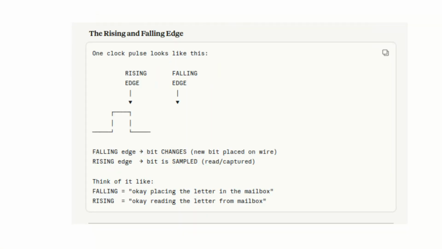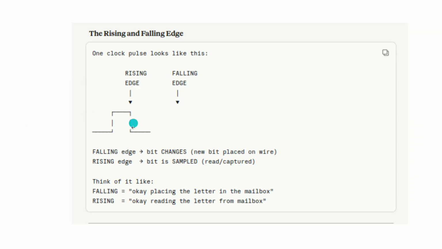So here, if you see, rising edge is there, falling edge is there for each clock pulse. At the falling edge the bit changes, a new bit is placed on the wire. At the rising edge the bit is sampled, read or captured. So in the falling edge the bit is placed, and the rising edge is when this bit can be captured. The bit is read.